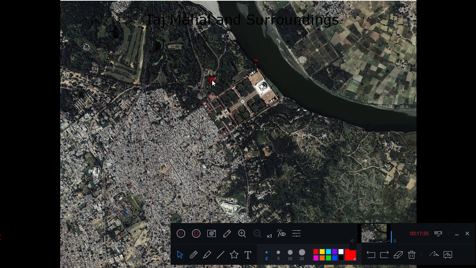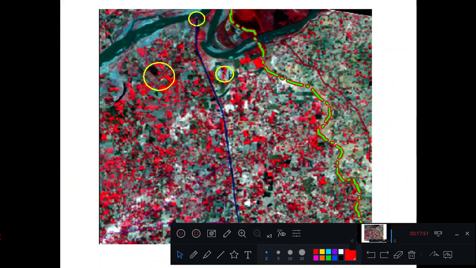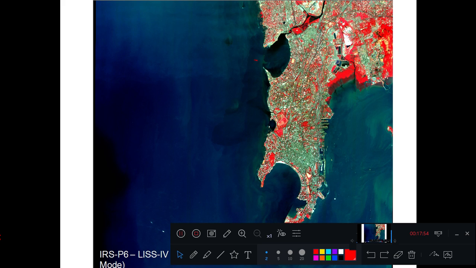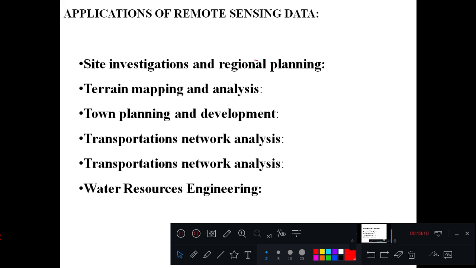This is the Taj Mahal, and this is the Yamuna river. This is a city. These are agricultural fields. All this information you can extract from a satellite image. This is a hilly area, and you can see mountain ranges. This is land and water. This is Mumbai. Even the smallest object can be sensed by remote sensing. In the next class we will discuss the applications of remote sensing. Thank you.